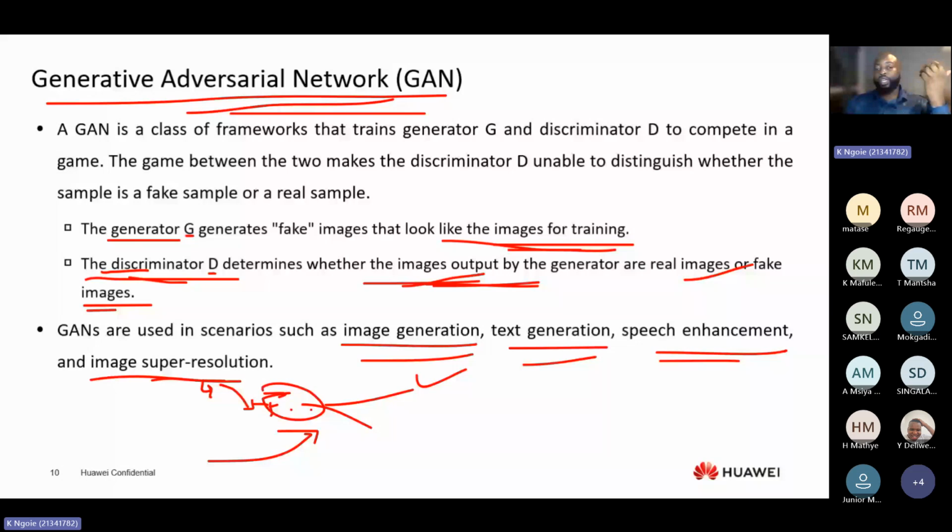So step one, generate fake images. Step two, the discriminator will look at the sample and predict if it's real or fake. As it predicts if it's real or fake, that will help the discriminator to be trained to correctly classify real from fake.